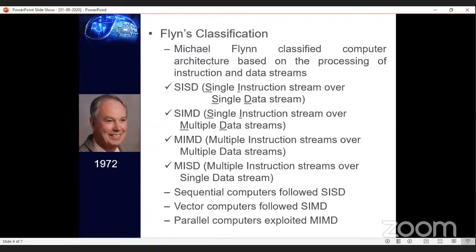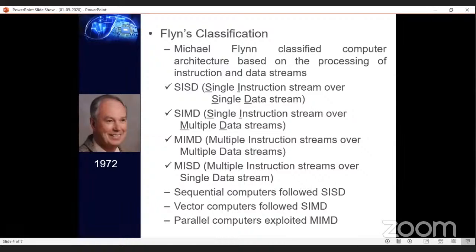MISD, multiple instruction streams over single data stream. That concept, MISD, has one more name. We even call MISD systolic arrays.